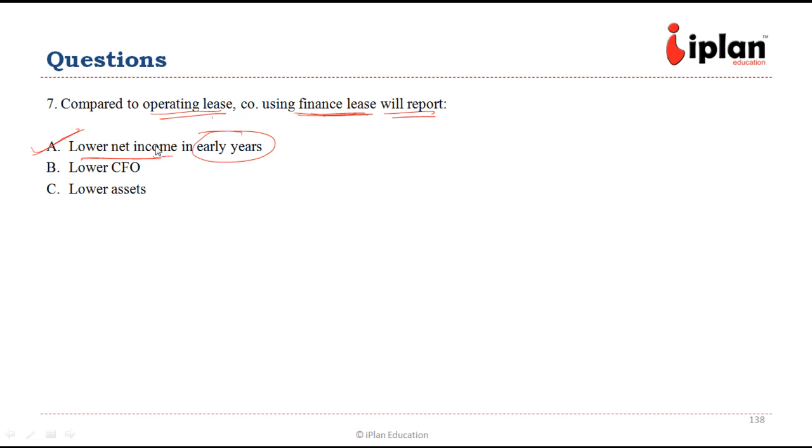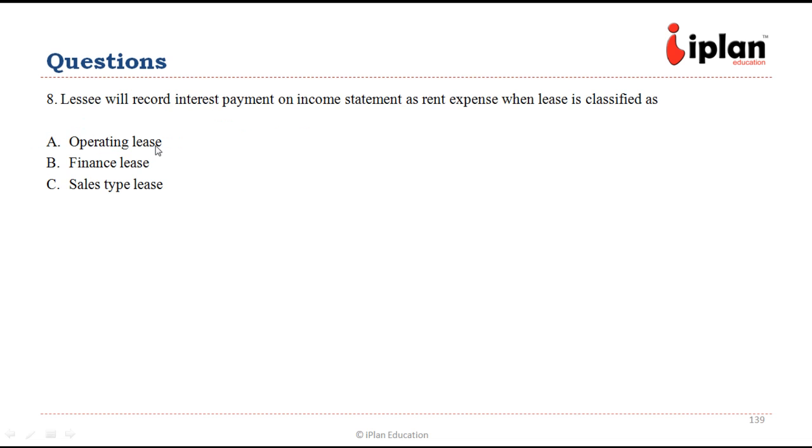The lessee will record interest payment on income statement as rent expense in which lease? Since in operating lease we are going to have rent, in finance lease we do not have any rent concept. So A is the right option, operating lease.